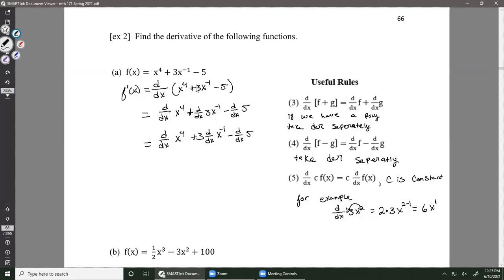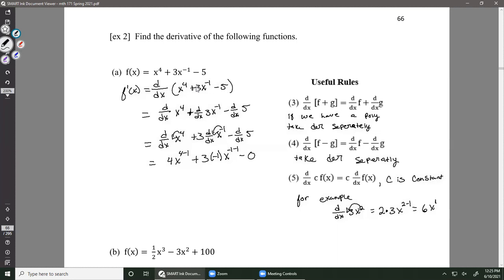This first one, that 4 comes down, 4x, and then I subtract 1, plus 3, again, that negative 1 comes down, x, and we subtract 1. However, that 5 has no x's attached to it. So it just goes away. So we get minus 0. That's that second rule that we talked about on the first page. If it has no x's, it doesn't have a slope.